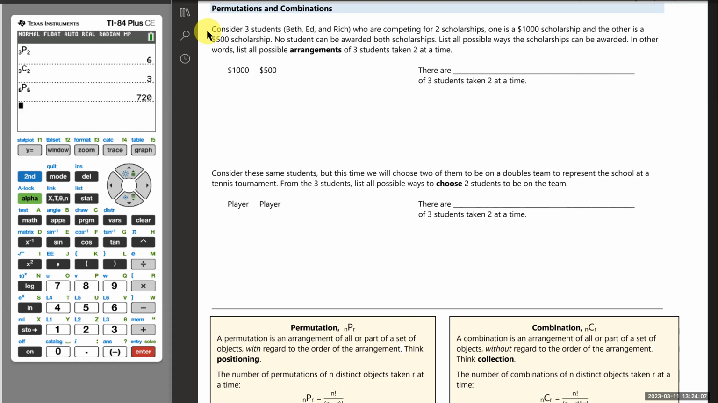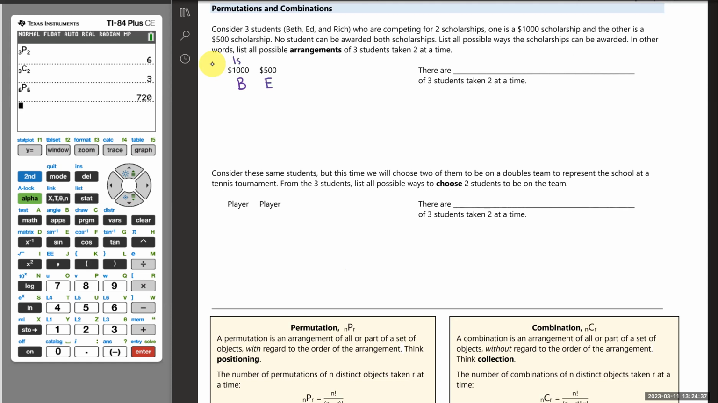We're going to make a list of the possible ways that the scholarships could be awarded. In other words, we're going to list all the possible arrangements of these 3 students, but we take 2 of them at a time because we'll be picking just 2 of them to award these scholarships. So let me make a list here, and I'm going to start with Beth. The people awarding scholarships could give Beth the $1,000 scholarship, and then Ed could get the $500.